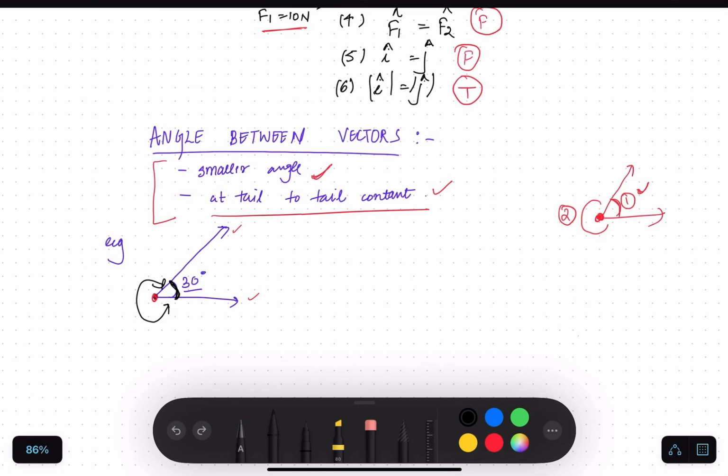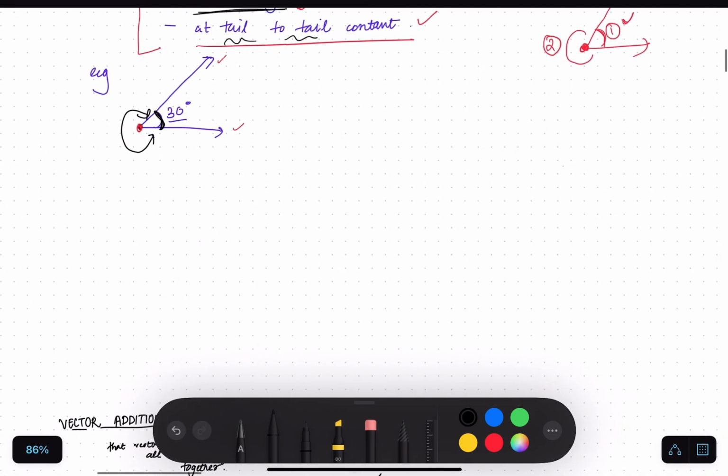So we ended the last video on the topic angles between the vectors. So I will give you a quick revision of what angles between vectors means. Angle between vectors, we always consider the smaller angle between the two vectors at the tail to tail contact. So this was the basic example we did. I will solve another example for you to make this even more clear.